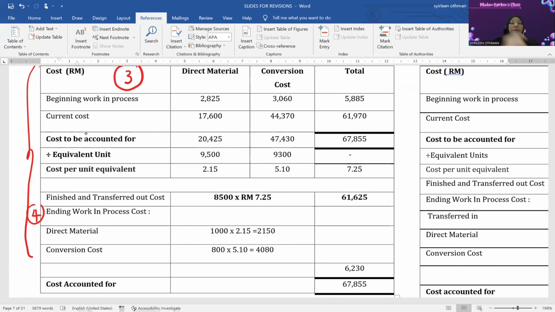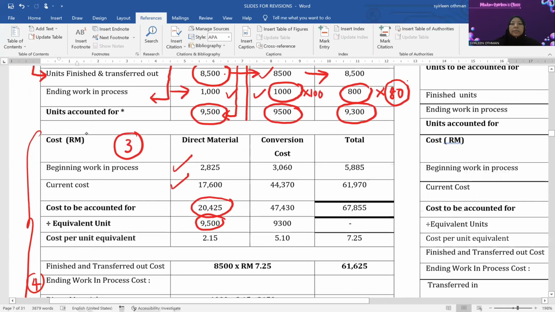Okay, so kita dah ada beginning work in process tadi untuk setiap satu item. You akan tambah dengan current cost. Okay, you get this total. You akan bahagi dengan equivalent unit yang kita dapat dekat atas tadi. So this 9,500, I akan bawa pergi sini. So I get the cost per unit for direct material is RM2.15.